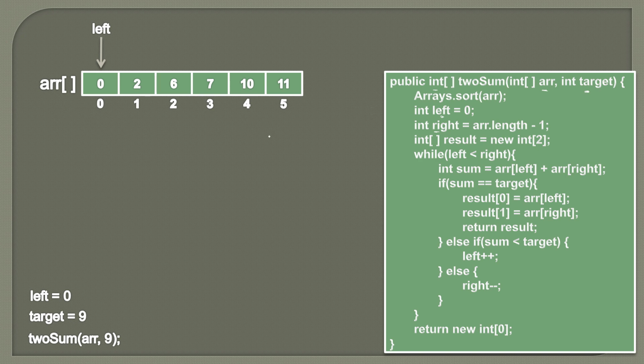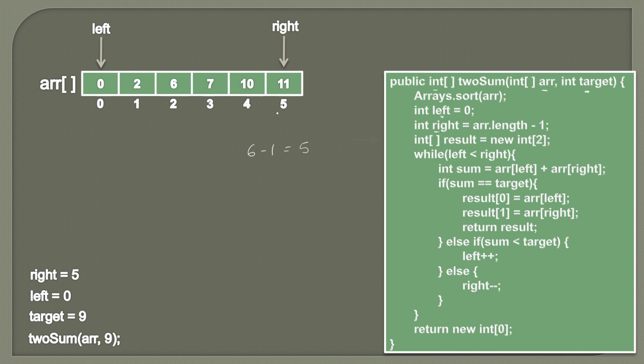Moving ahead, we will create a right variable. We'll assign the value as array.length minus 1. So if you see, array.length is 6 and if we do minus 1 we'll get 5. So right will point to the 5th index.